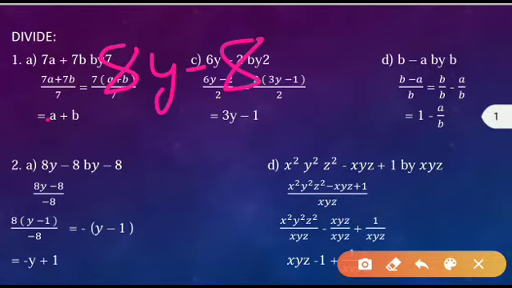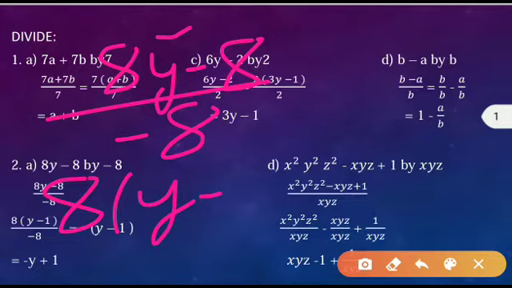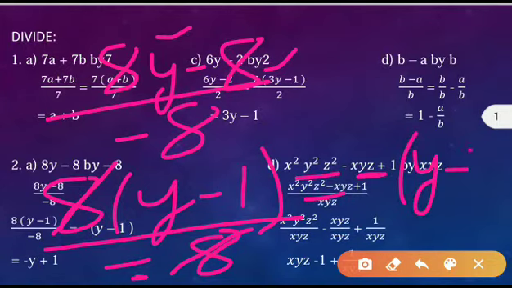Now the next question is 8y minus 8 by minus 8, that is 8y minus 8 upon minus 8. In the numerator, first of all take out 8 as a common. When you take 8 as a common, in the first term you will get y only and then minus, and in the second term you will get 1, and upon minus 8. This 8 and 8 will be cancelled. What is remaining? This minus remains. So write minus and in bracket y minus 1.